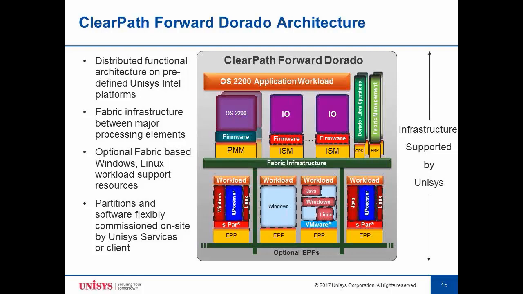We have the processor memory module, which actually runs the OS 2200 operating system and the applications. It has a special version of the firmware for the processing such that the code files are compatible with prior architectural designs. And then we have the ISM, another separate Unisys Intel platform that handles the I/O. On most systems, that's either a 2 or a 4 ISM design.